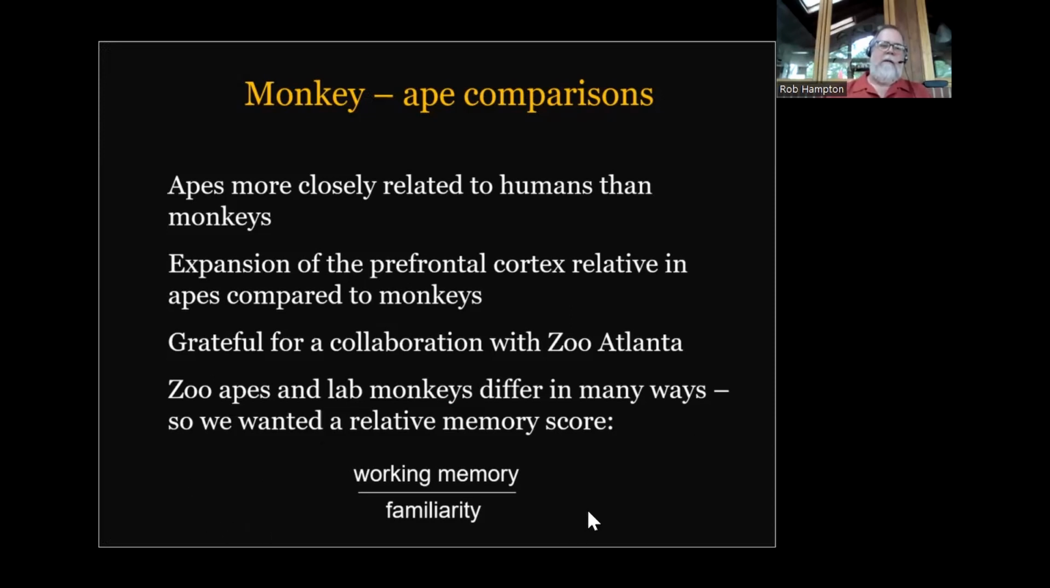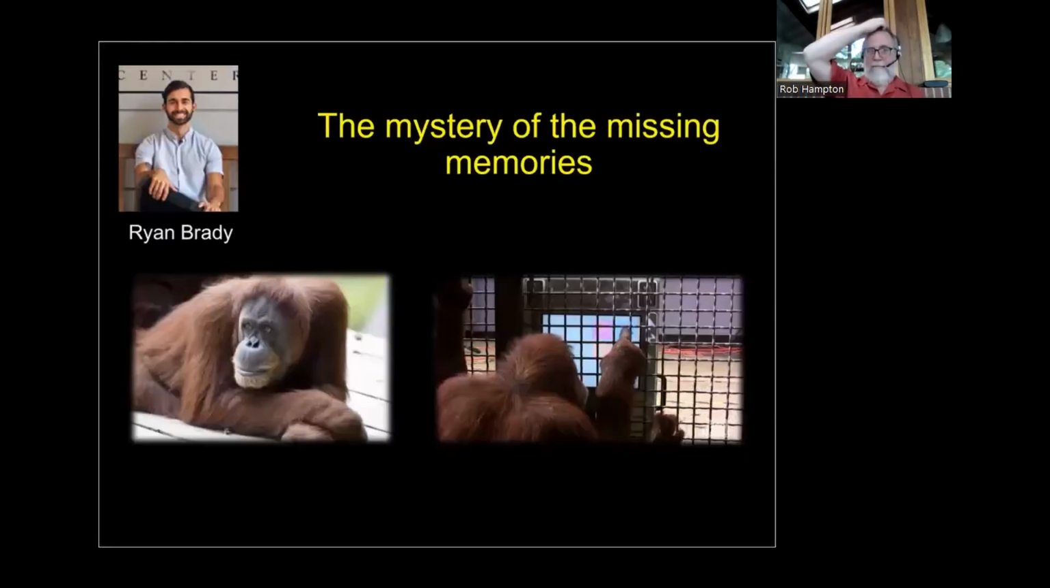So if we could express working memory performance as a fraction of familiarity performance, that might be a way of calibrating for whatever other differences exist between the animals, just in their familiarity with cognitive testing and so on. So that is the logic we went into this work with, and you'll see that the logic maybe didn't obtain or didn't follow through the way we expected, because that brings us to the mystery of the missing memories in orangutans. This is work done by Ryan Brady, who's a graduate of the lab and who's spent a bunch of time at Zoo Atlanta with the orangutans there.